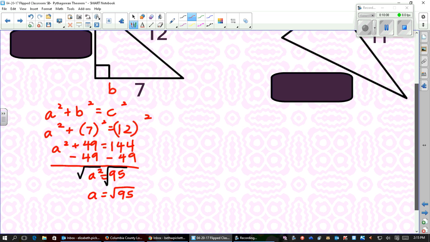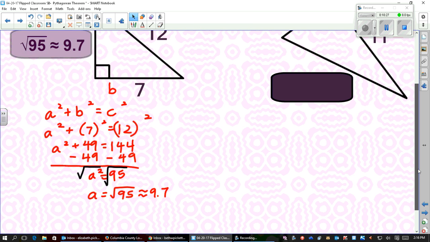A is the square root of 95. Again, it's a good idea to predict about how big you think your decimal should be. Since 95 is a little under 100, my answer should be a little under 10. Using my calculator, I got 9.7, which is in fact a little bit under 10. Square root of 95, about 9.7.